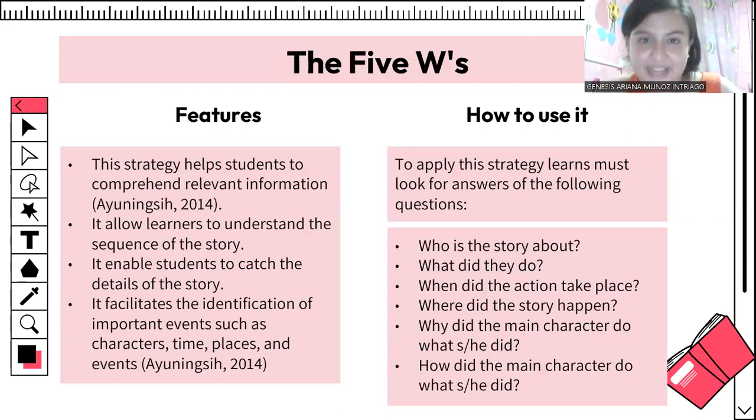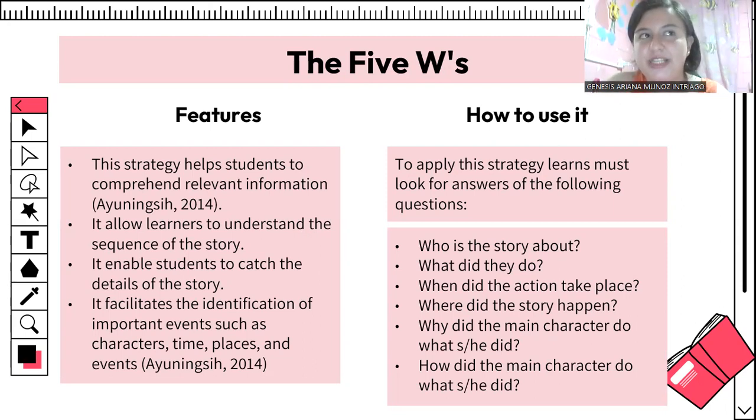And the last strategy is the 5 Ws. This strategy helps students to comprehend relevant information. It allows learners to understand the sequence of the story, and it also helps them to catch the details of the story, and it facilitates the identification of important or relevant details, such as the place, the main characters, and the time. Okay, so how to apply this strategy?